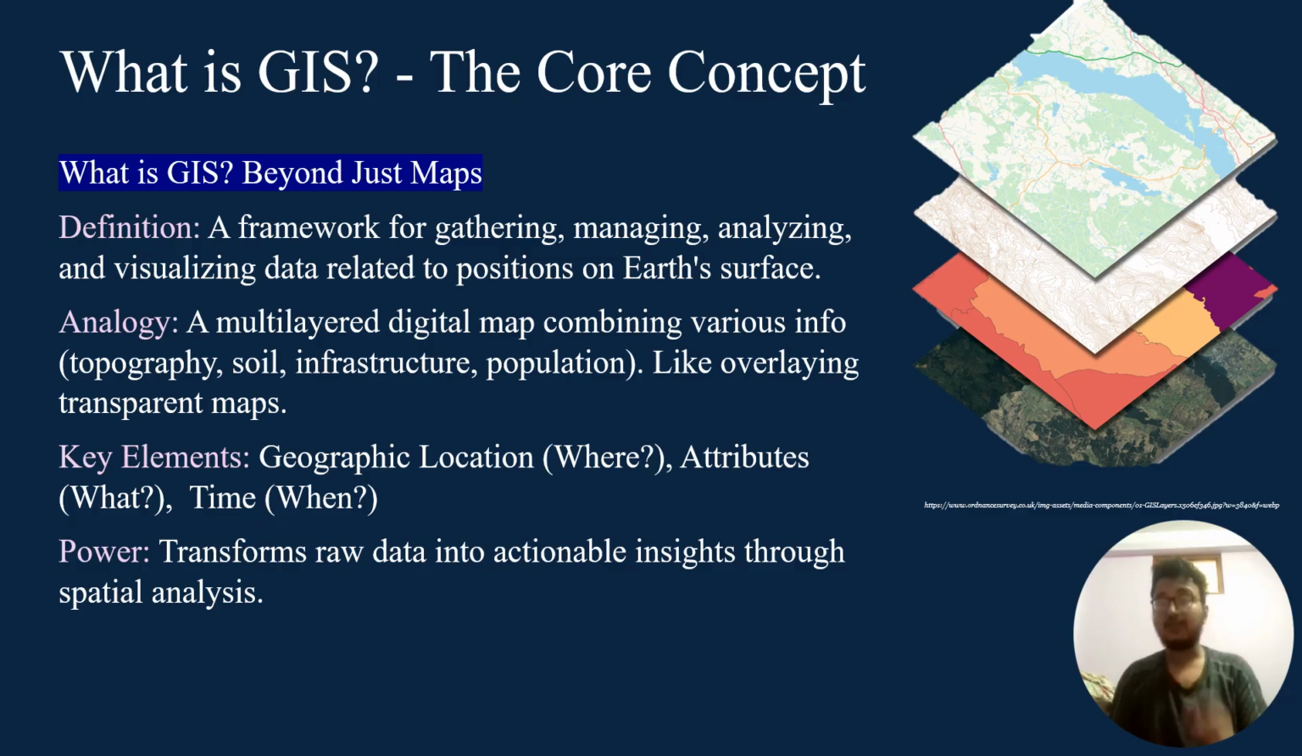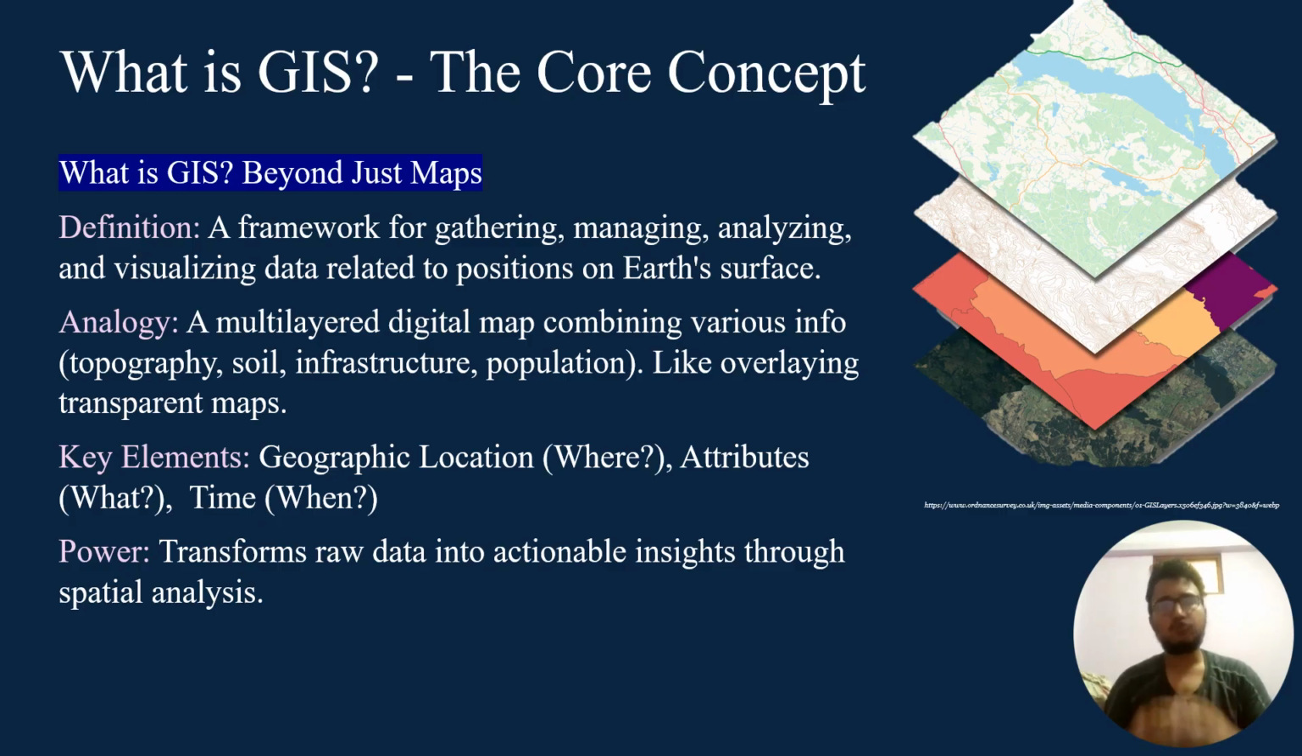It's the technological equivalent of overlaying multiple transparent maps on top of each other to see how different factors relate spatially. This is displayed on the image on the right, which will be used throughout this video as it is the core concept of the modern GIS. GIS works by incorporating three key elements: the geographic location, or where things are, the attributes, what things are, and sometimes time, when things change. By integrating these elements, GIS provides a dynamic and comprehensive picture of our world.